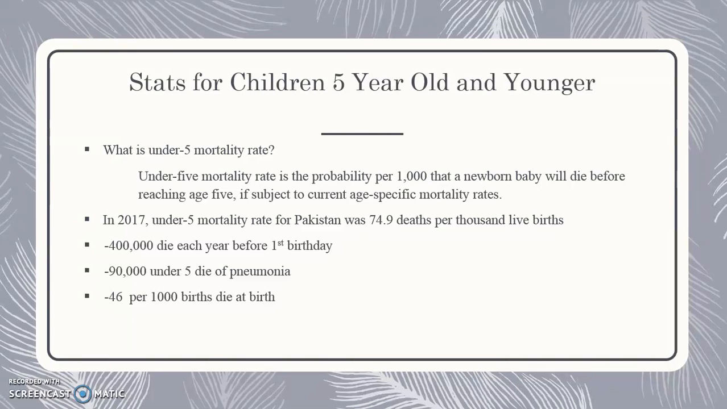So just some of the basic statistics. In Pakistan right now in 2017, 74.9 deaths per 1,000 were happening. And with it being a very densely populated country, we can see with these other statistics what that actually works out to be. For example, 400,000 will die before they even reach 1 year old. Pneumonia kills over 90,000 a year. And right at birth, we're losing 46 newborn babies out of every 1,000 births.